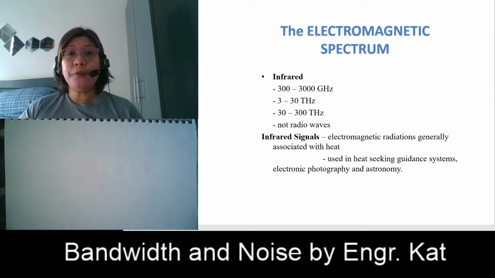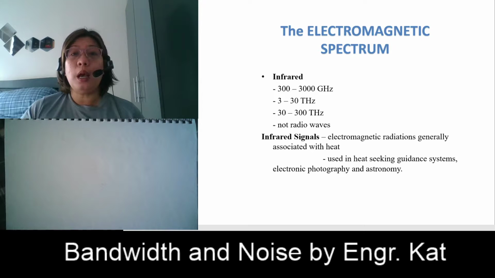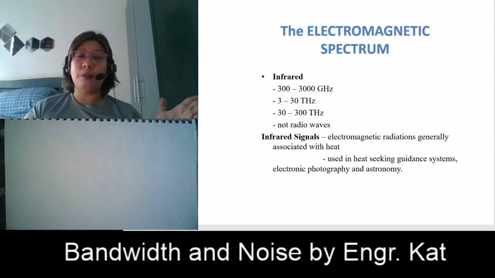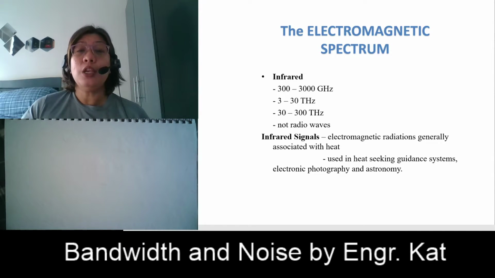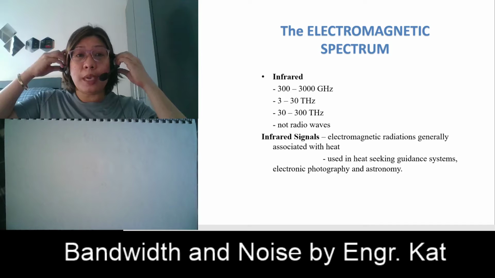We have here infrared. Okay, so 3 to 30 terahertz, okay? So they are not considered radio waves anymore. Okay? So what we're going to consider here in analog communications are radio waves. Okay? Beyond that, in infrared upwards, they are no longer considered as radio waves. Okay, so infrared signals, they are electromagnetic radiations generally associated with heat. Okay, they are used in heat seeking guidance systems, electronic photography, and astronomy.